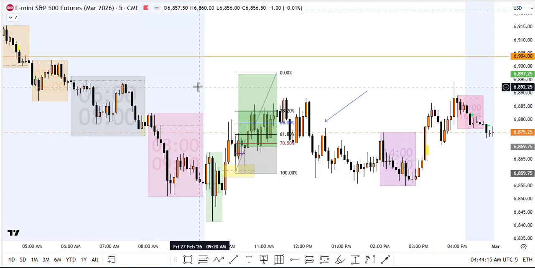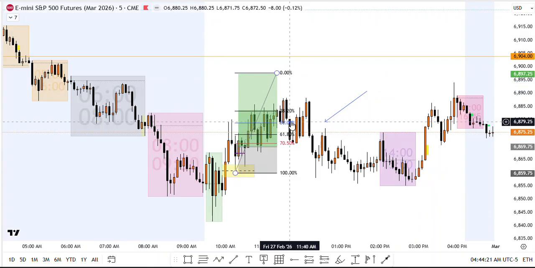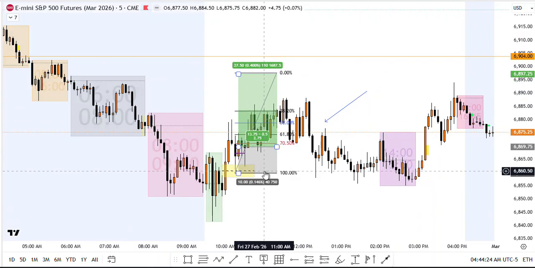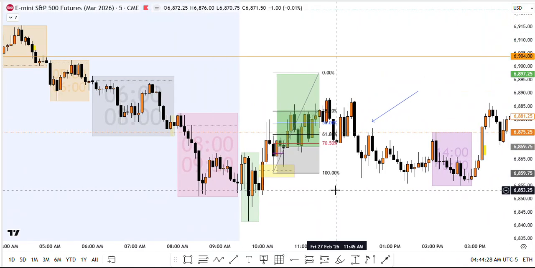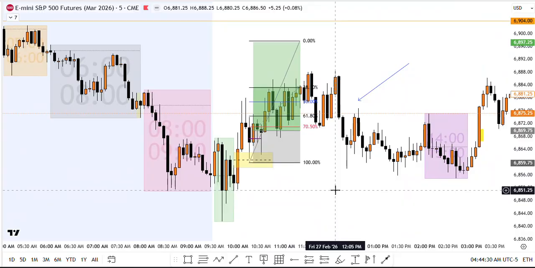So we're reviewing Friday's trade based on the two-step model. Right here, you can see my Friday's trade. I actually broke even on this trade, so I didn't actually make any money on this one. Let's just review it and see what went wrong or right, etc.